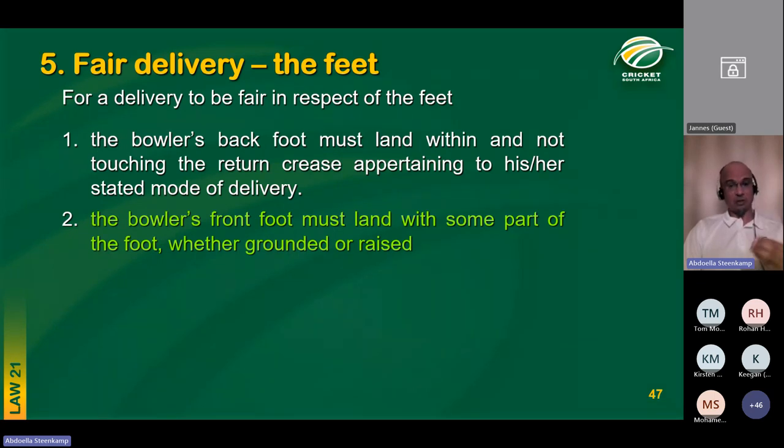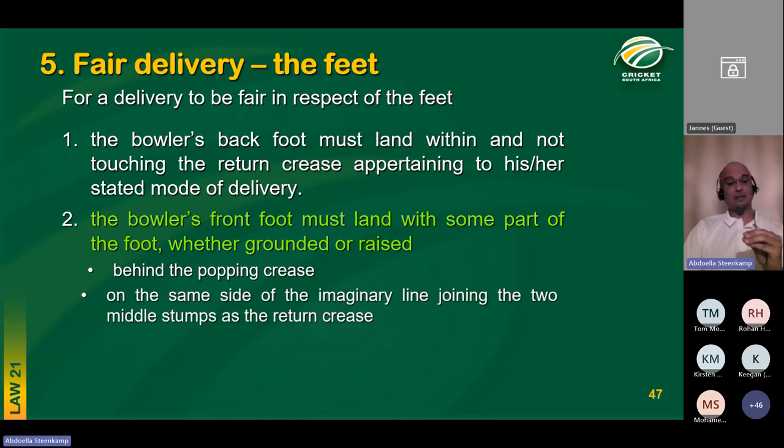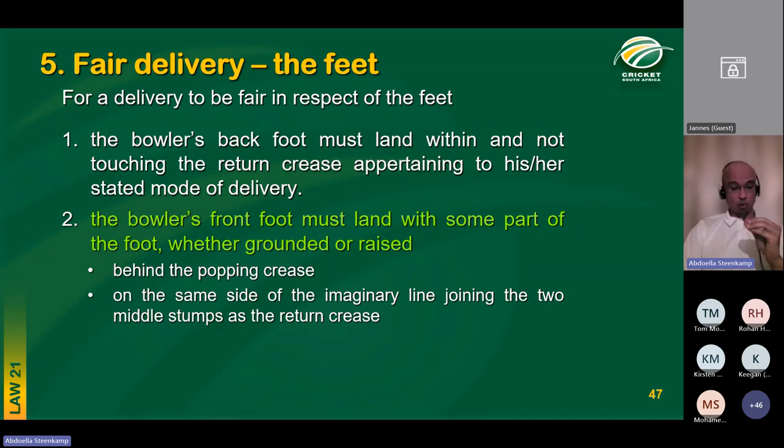When it comes to the front foot, which crease goes with the front foot? The popping crease goes with the front foot. So back foot, return crease; front foot, the popping crease. So what does the law tell us? The front foot must land with some part of the foot, whether grounded or raised, behind the popping crease. So upon first landing, there must be part of the front foot, whether grounded or raised, behind the popping crease. And also, when that front foot lands, there must be part of the front foot on the same side of the imaginary line joining the two middle stumps.